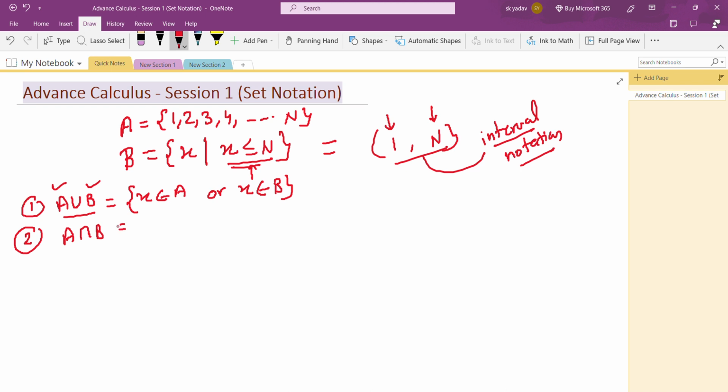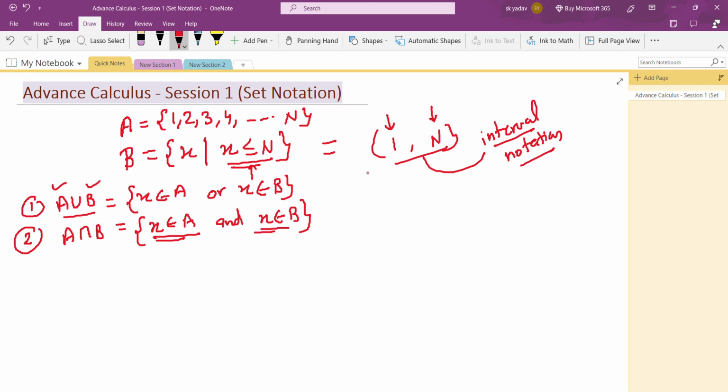Okay, now we have A intersection B. Intersection means we take the common values. How do we do that? x belongs to A and x belongs to B. If the value satisfies both the sets, then it will be included.